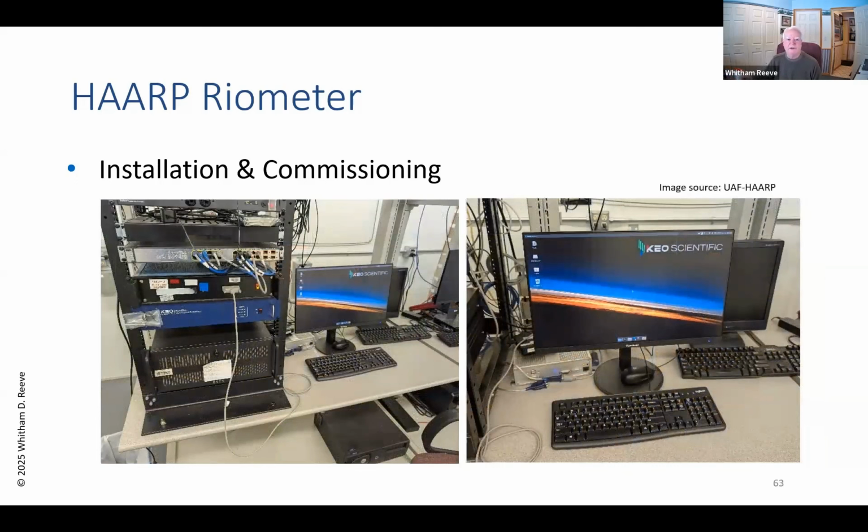This is a picture of the actual receiver itself mounted in a rack. This is a GPS receiver on the site and some local area network equipment, and then the monitor and keyboard. Now, you don't need a monitor and keyboard to actually operate it. It sure makes it easier to set it up, but once it's set up, you basically can disconnect all this stuff, and it'll just sit there and run 24/7.